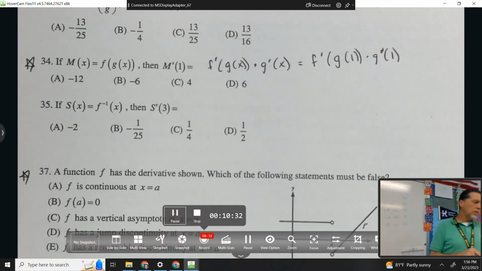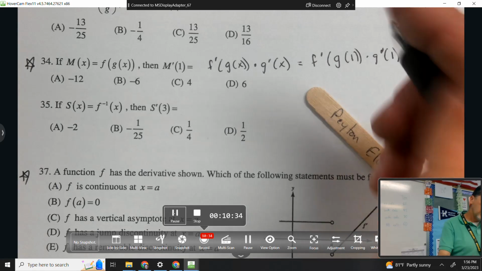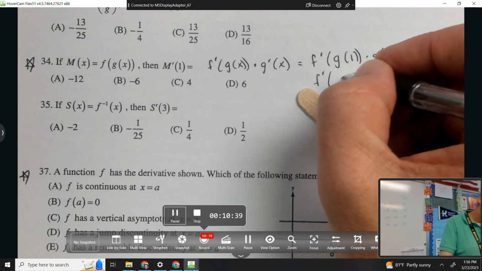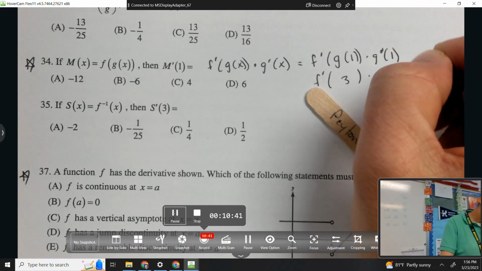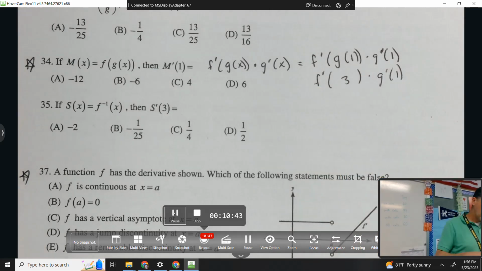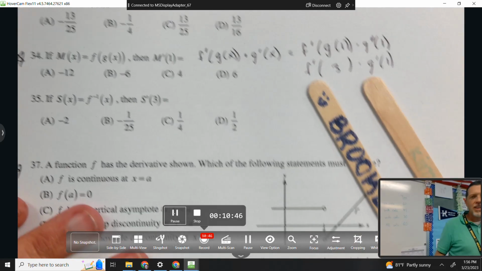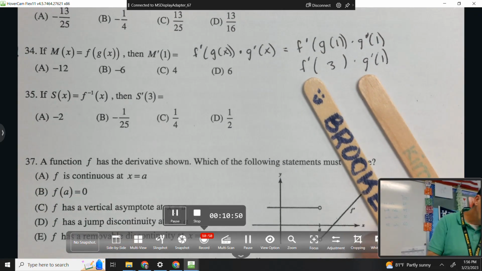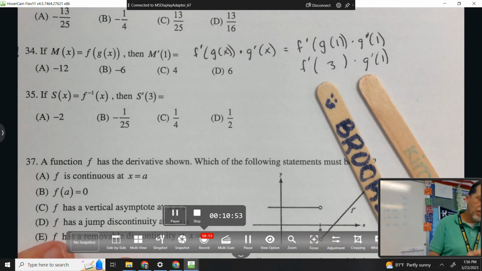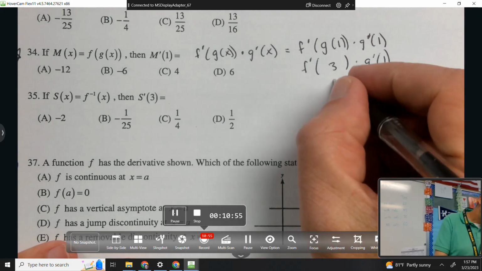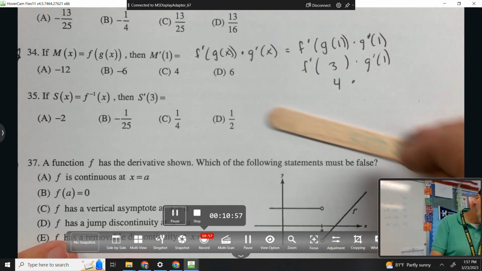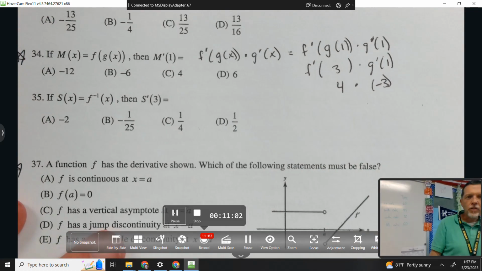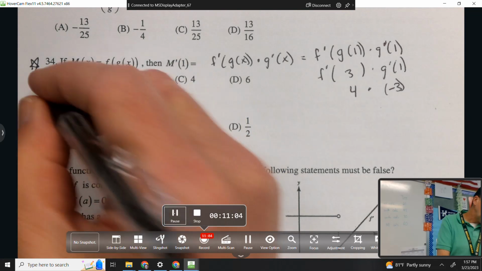So, Peyton, what's g of 1? 3. G of 1 is 3. Brooke, how about f prime at 3? 4. And Kira, g prime at 1? Negative 3. So 4 times negative 3, negative 12.